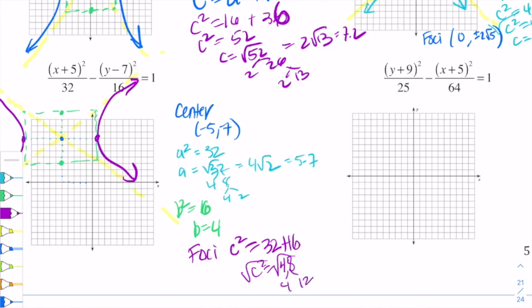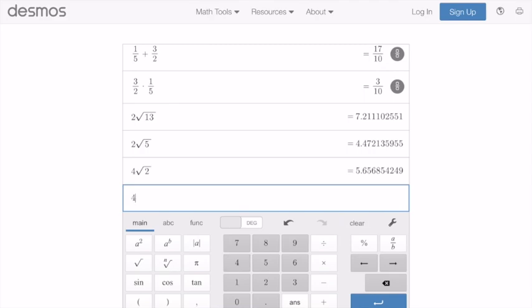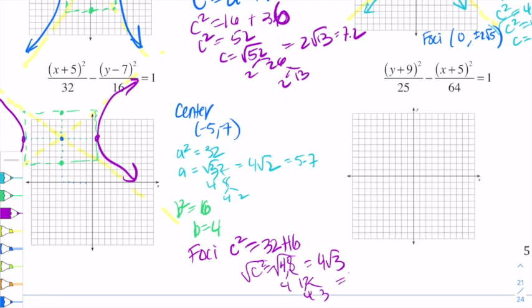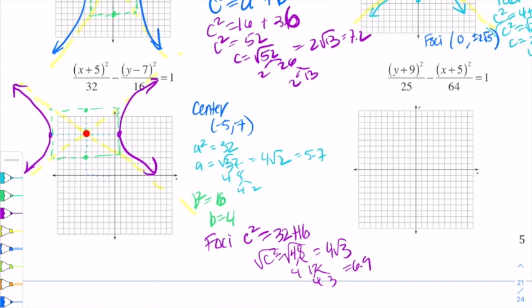That's 4 and 12, which is 4 and 3, so we get a pair of 4s and a 3. So 4 root 3, which gives us 6.9. So our foci are from the center, left and right by 6.9. So 1, 2, 3, 4, 5, 6.9.